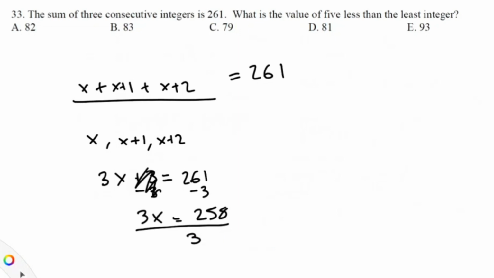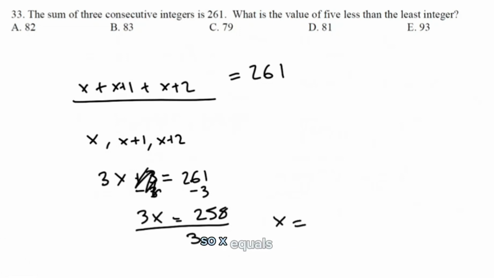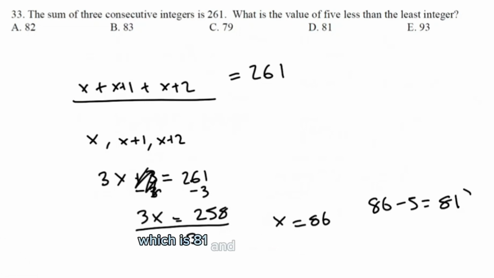least integer. 258 divided by 3, that's just 86. And 3x divided by 3 is x. So x equals 86, which means the least integer is 86. Now, we need to find the value of 5 less than the least integer. So that's just 86 minus 5, which is 81, and that's your answer.